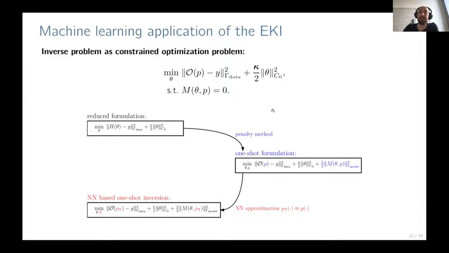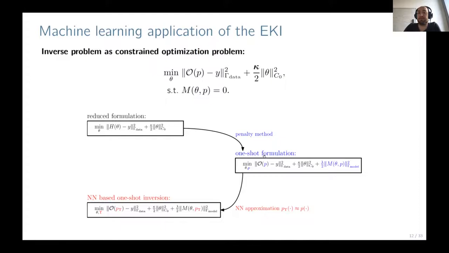And then there's a one-shot formulation, which basically means instead of solving this underlying PDE model exactly for the whole optimization process, we allow some relaxation and just add this model in the L2 norm, for example, but any other norm could also work, and add it as a penalty term.